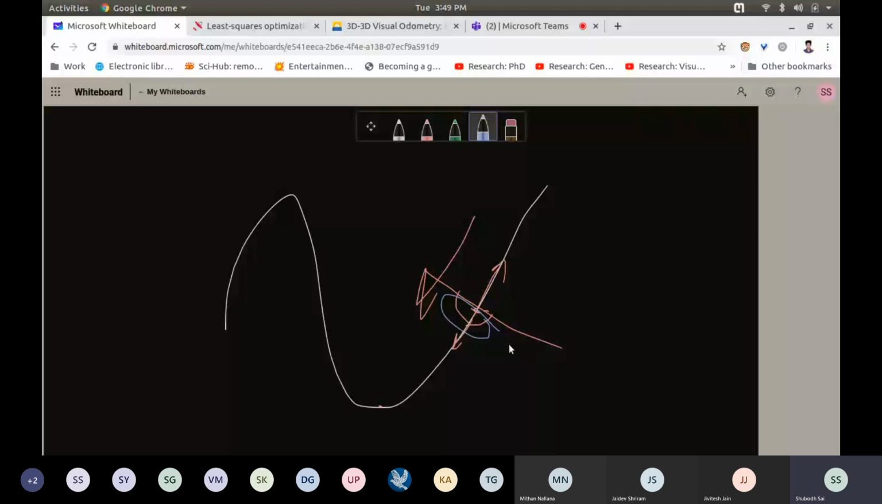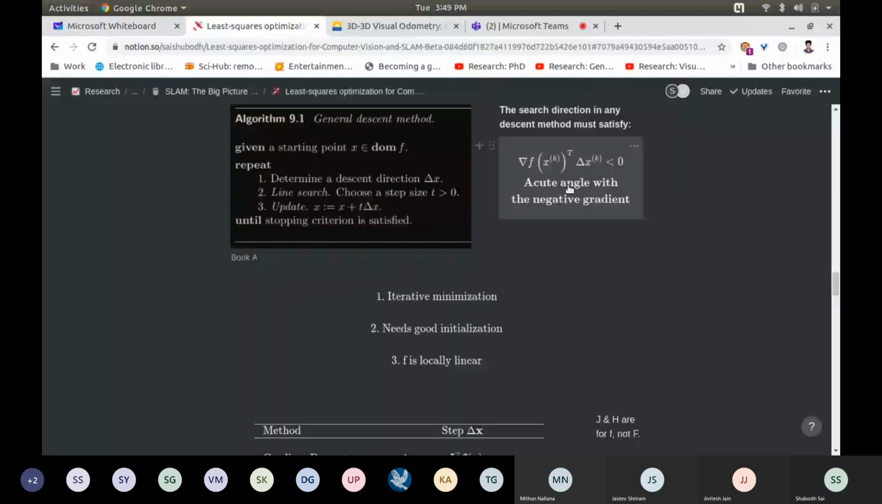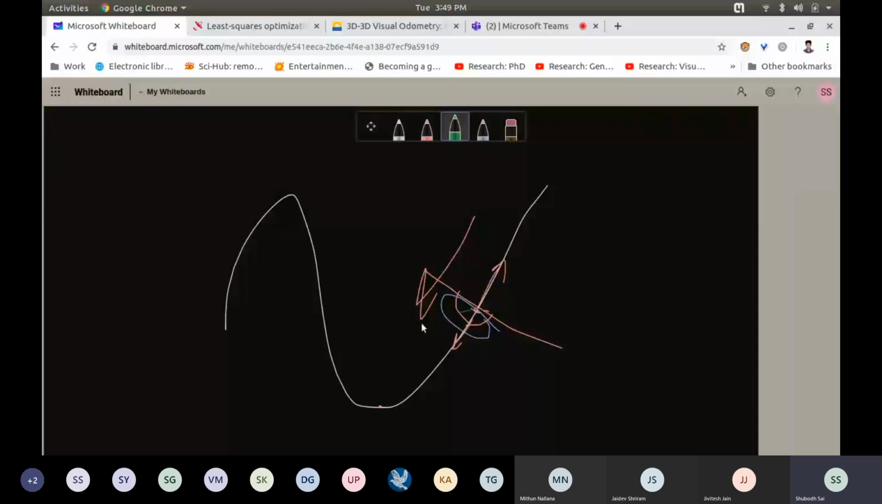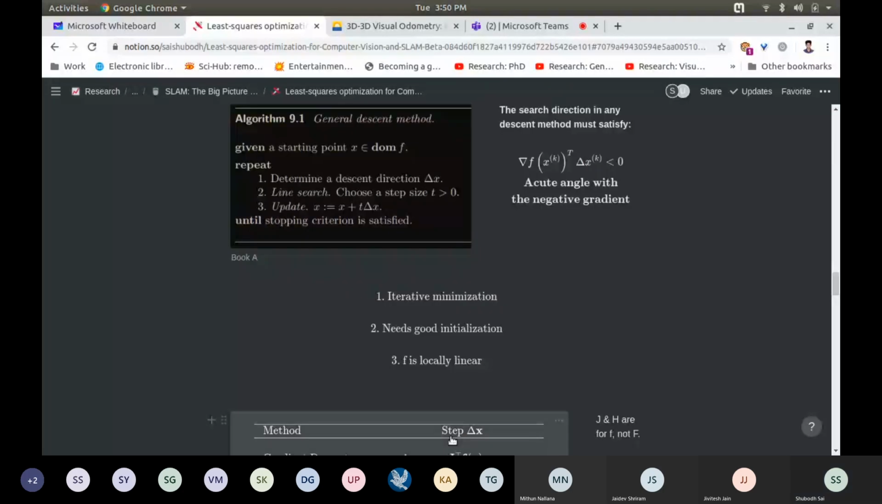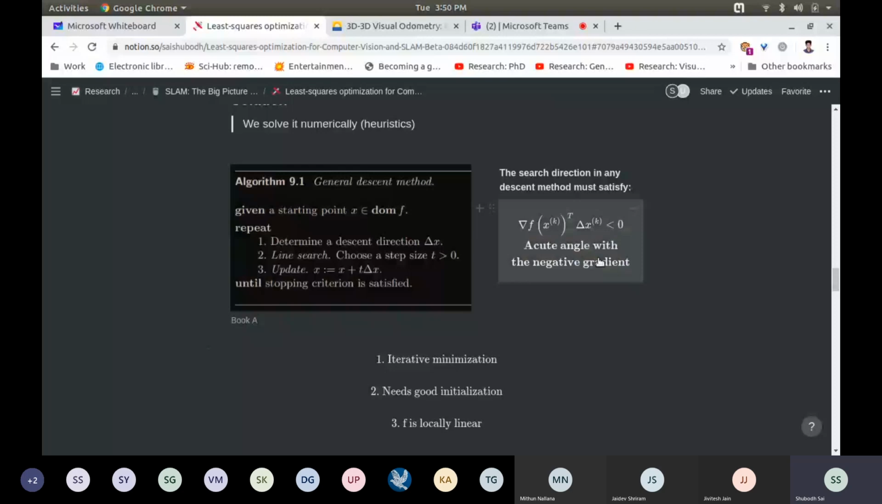So as long as my delta x forms an acute angle, lying anywhere here, here, or here, it is fine. This direction would typically be your gradient descent. But any direction forming an acute angle with the negative of the gradient is fine with me. Fine with me as in, if I take such a delta x, it will definitely go in a descent direction, as in the minimization direction.